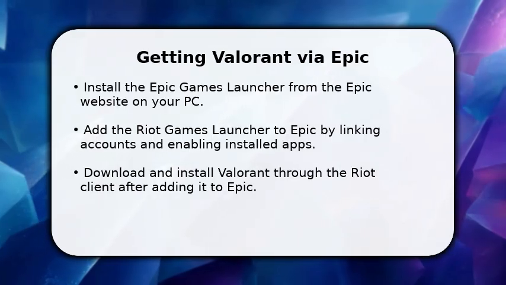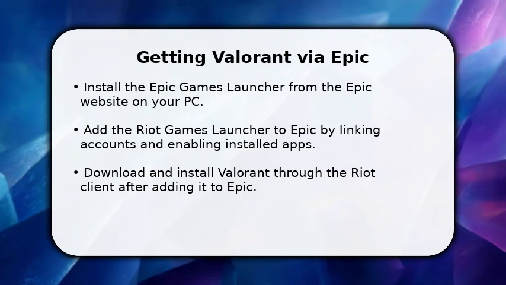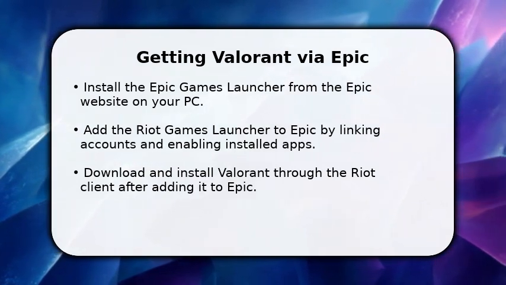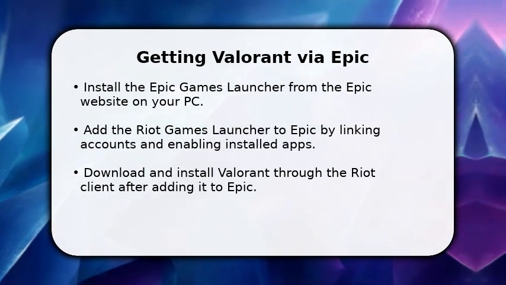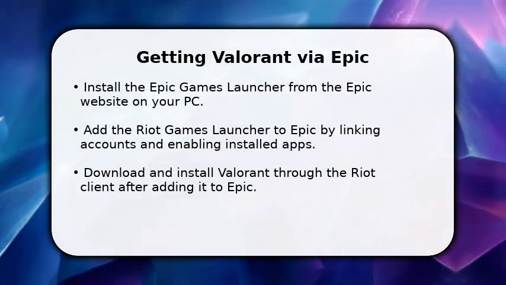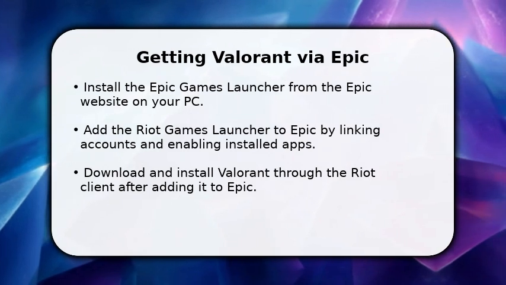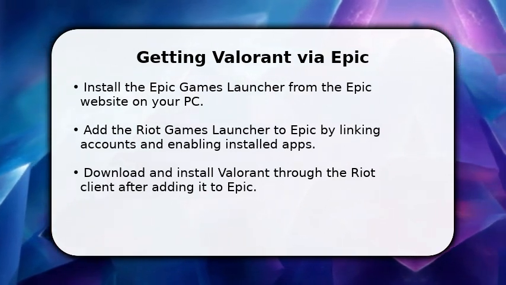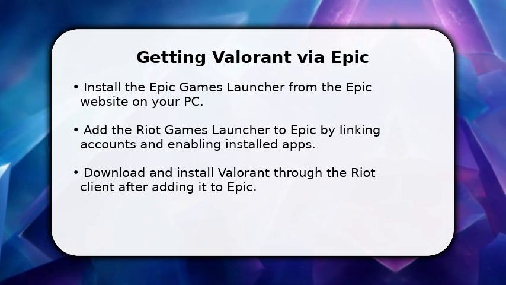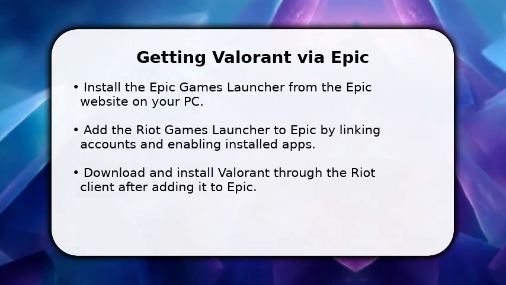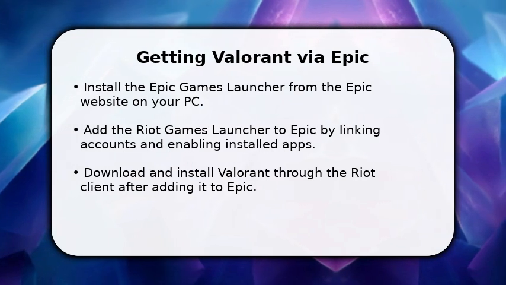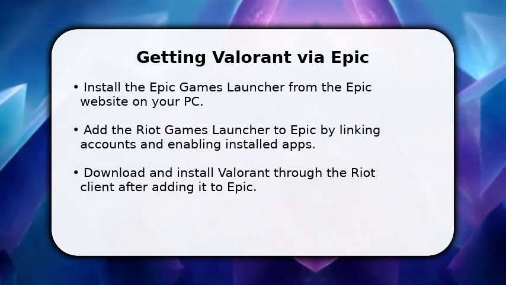In this video, I will explain how to play Valorant on Epic Games. Open the Epic Games launcher and sign in, then link your Riot Games account to Epic. Enable the option to allow third-party apps. Download the Riot client through Epic. Install Valorant from the Riot client. Restart your PC if prompted. Launch Valorant through the Riot client while Epic is running to keep game updates synced and maintain ownership in settings.